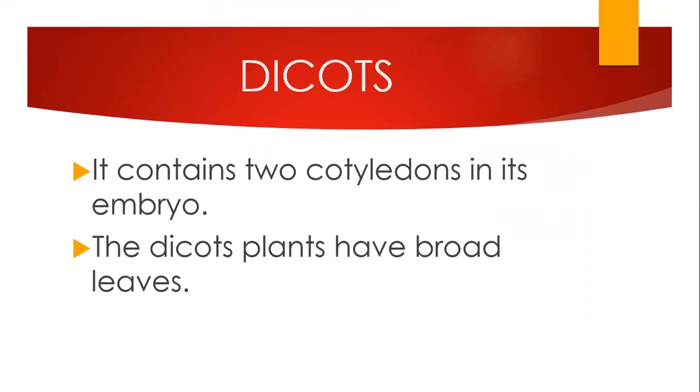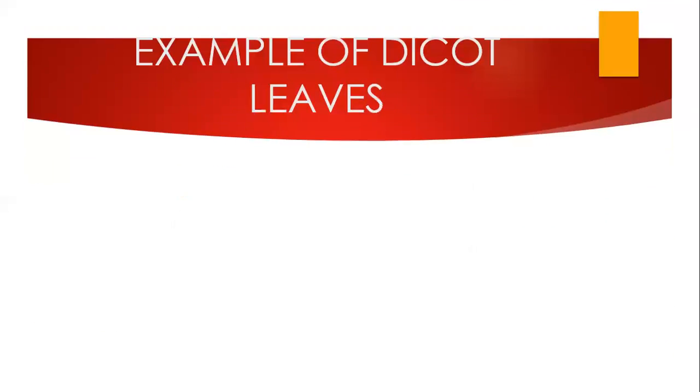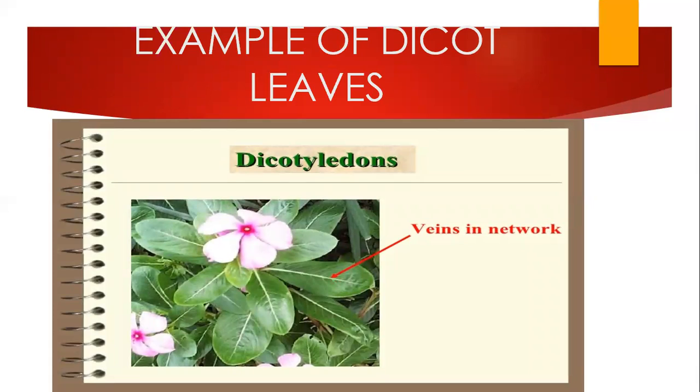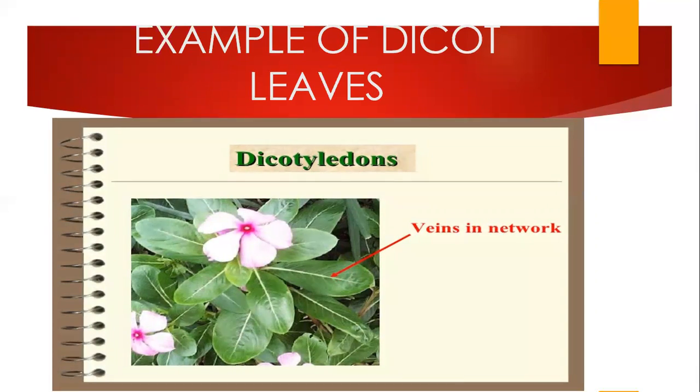Next one is dicot. Di means two and cot means seeds. So dicots are the plants which have two cotyledons. It contains two cotyledons in its embryo. The dicot plants have broad leaves. If we check out their leaves, then the leaves are broad. Some examples of dicot leaves are this, and their veins are always in the form of a network.